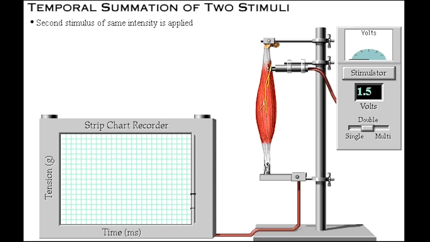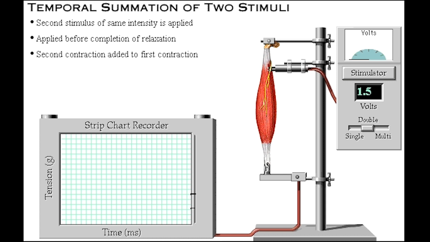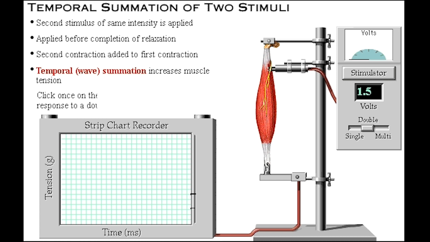When a second stimulus of the same intensity is applied to a muscle before the completion of the relaxation period, a second contraction occurs, adding its effect to the contraction resulting from the first stimulus. This is known as temporal summation or wave summation and results in increased muscle tension. The stimulator has been set to give 2 stimuli to this muscle. Click once on the stimulator button to see the response to a double stimulation.